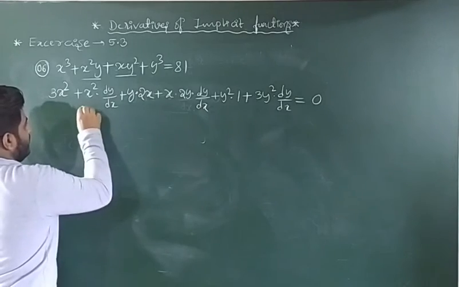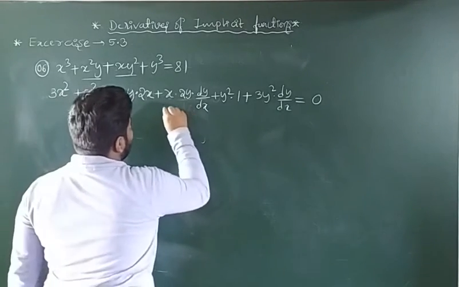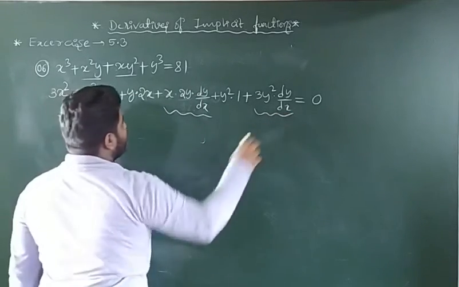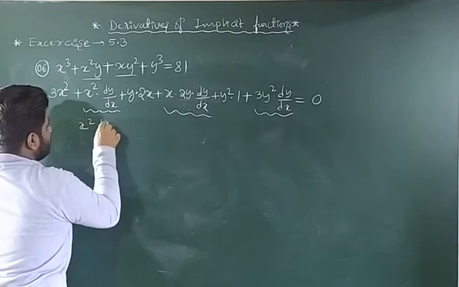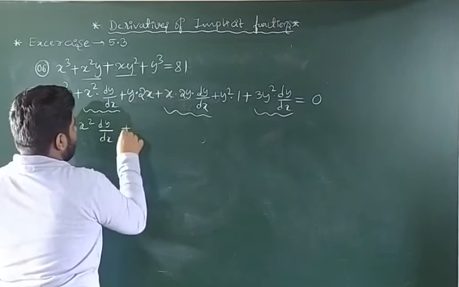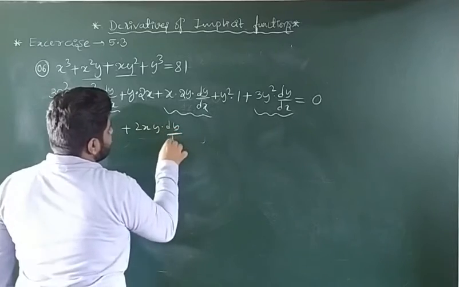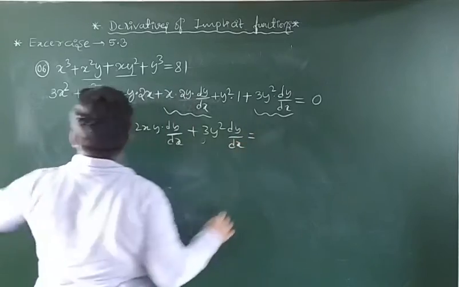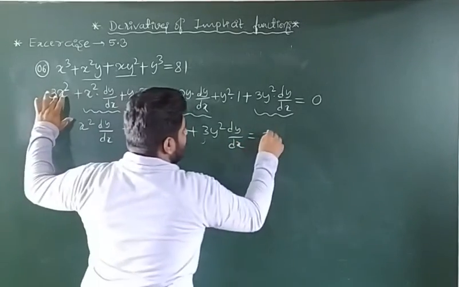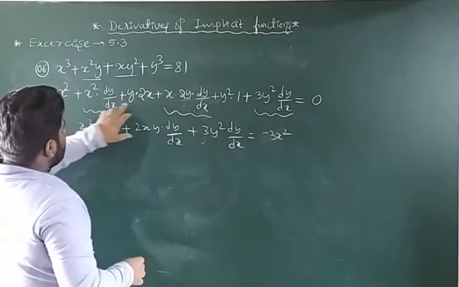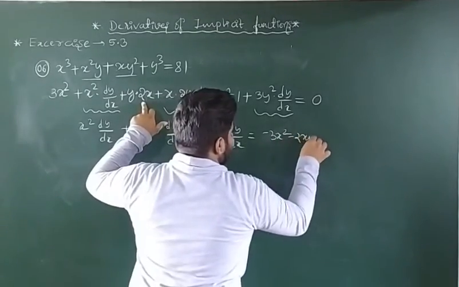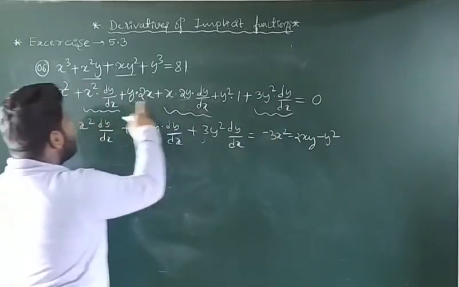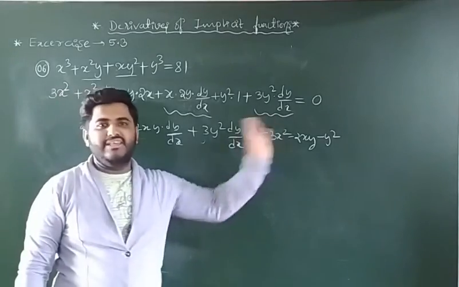So now what we should do? We should take our terms which are having dy by dx one side and take a common of dy by dx. And the remaining terms we have to transfer that side. So what we are having? X square into dy by dx plus 2xy into dy by dx plus 3y square into dy by dx equal to, what we are having? 3x square we are having. Take that side, it becomes minus 3x square. Next we are having 2xy, minus 2xy. Next term is this one, y square, minus y square. So except dy by dx terms, you have to take remaining terms that side.